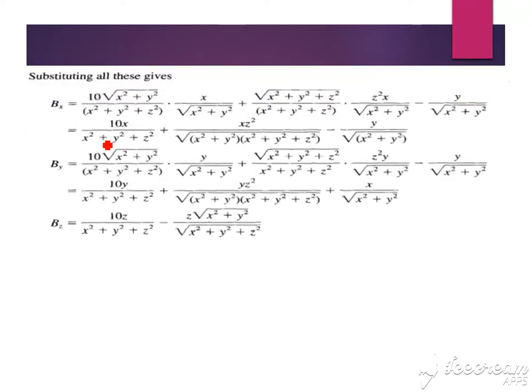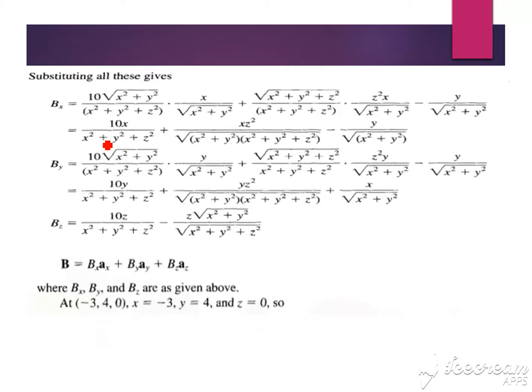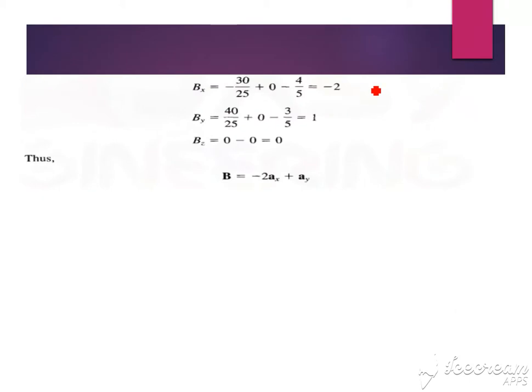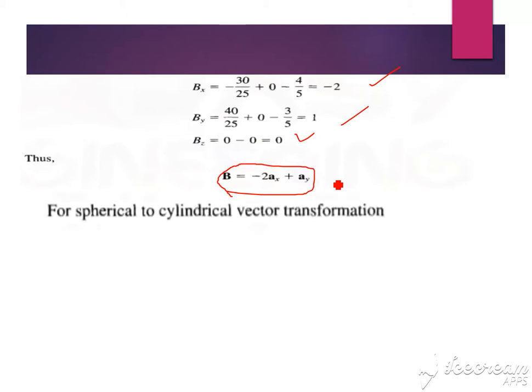Now simply substitute the given point. The point given is minus 3, 4, 0. While substituting x, y, z by minus 3, 4, 0, we get this vector, that is Bx value is minus 2, By is 1 and Bz is 0. So we can write the B vector as minus 2ax plus ay. Similarly, we can perform the other conversion, that is Cartesian to cylindrical.